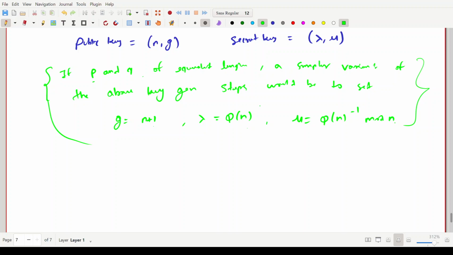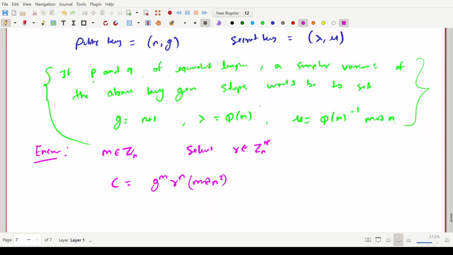Now see the encryption. Suppose I have m which is in Zn, and I would like to encrypt it. Select R, which belongs to Zn star. Compute the ciphertext: your C will be G raised to M, R raised to N, modulo N square. This is what your C is: G raised to M, R raised to N, modulo N square.